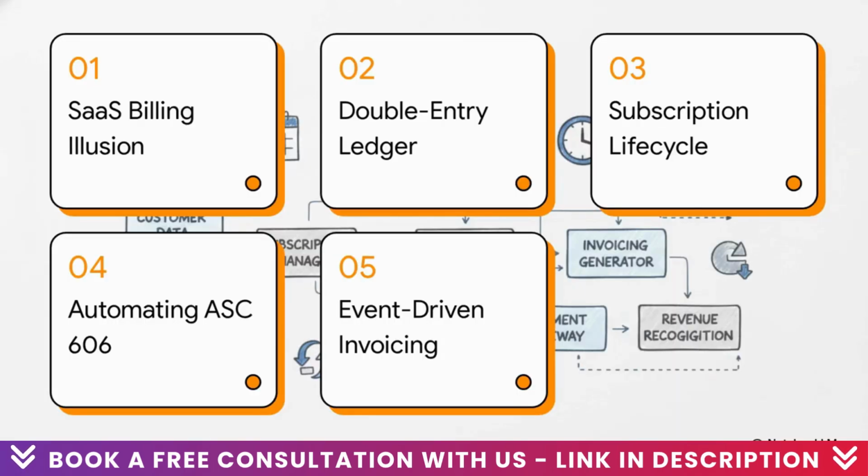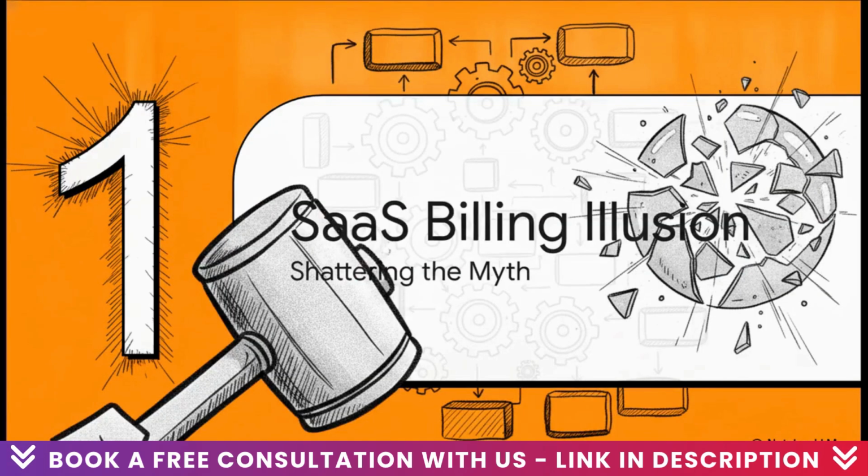Here's a quick look at our roadmap. We're going to shatter the SaaS billing illusion, lay down a double entry ledger foundation, navigate the twists and turns of the subscription lifecycle, automate ASC 606 compliance, and finally, tackle event driven global invoicing. Section 1. The SaaS billing illusion.